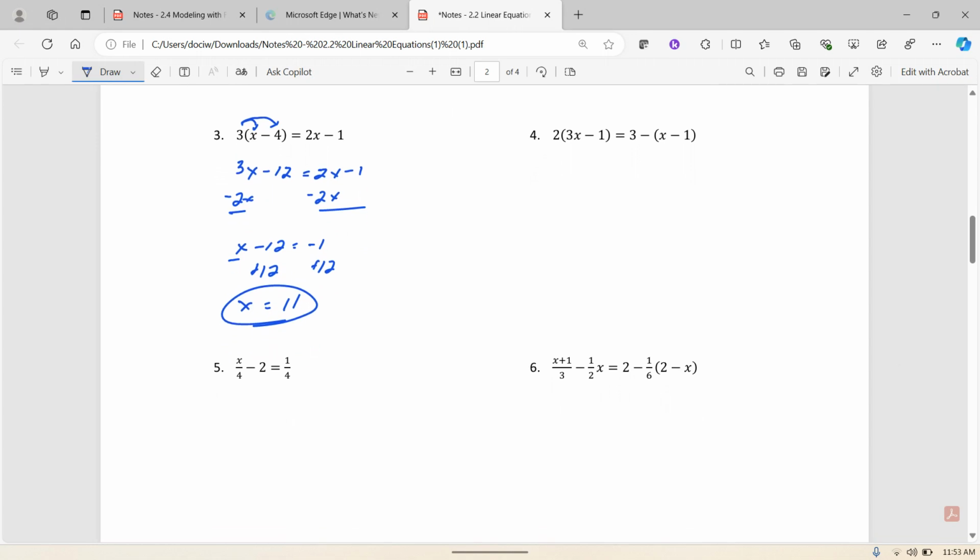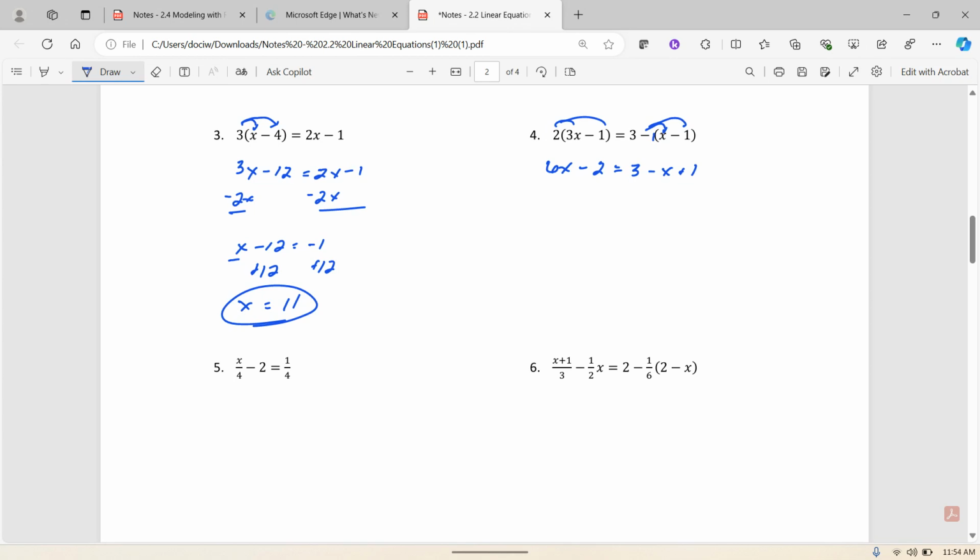Number 4, not only am I going to distribute the 2 on the left-hand side to both the 3x, giving me 6x, and the negative 1 giving me negative 2, but on the right-hand side here, this is just like a negative 1. I'm going to distribute that negative 1 to both the x and the negative 1 inside the parentheses. So the negative 1 times x is a negative x.